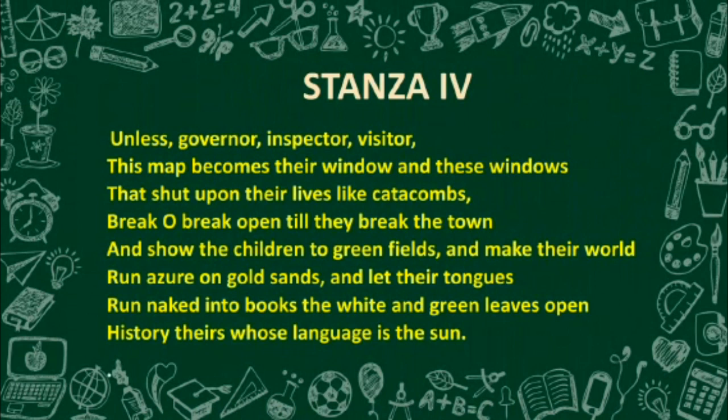The last line is a striking one. The poet says, history theirs whose language is the sun. Sun symbolizes enlightenment, strength, power. Those people who are endowed with the attributes of enlightenment and power, they can only create histories. So this is the need that empowerment of these children is to be done. So this is the explanation of the entire poem.